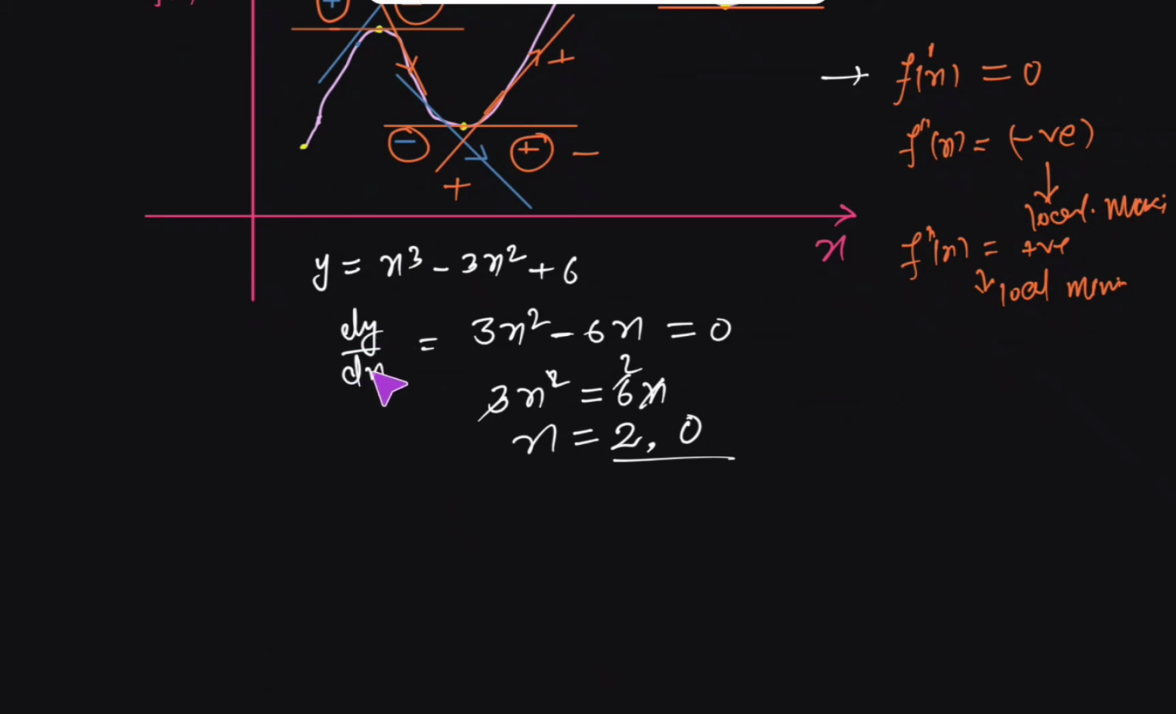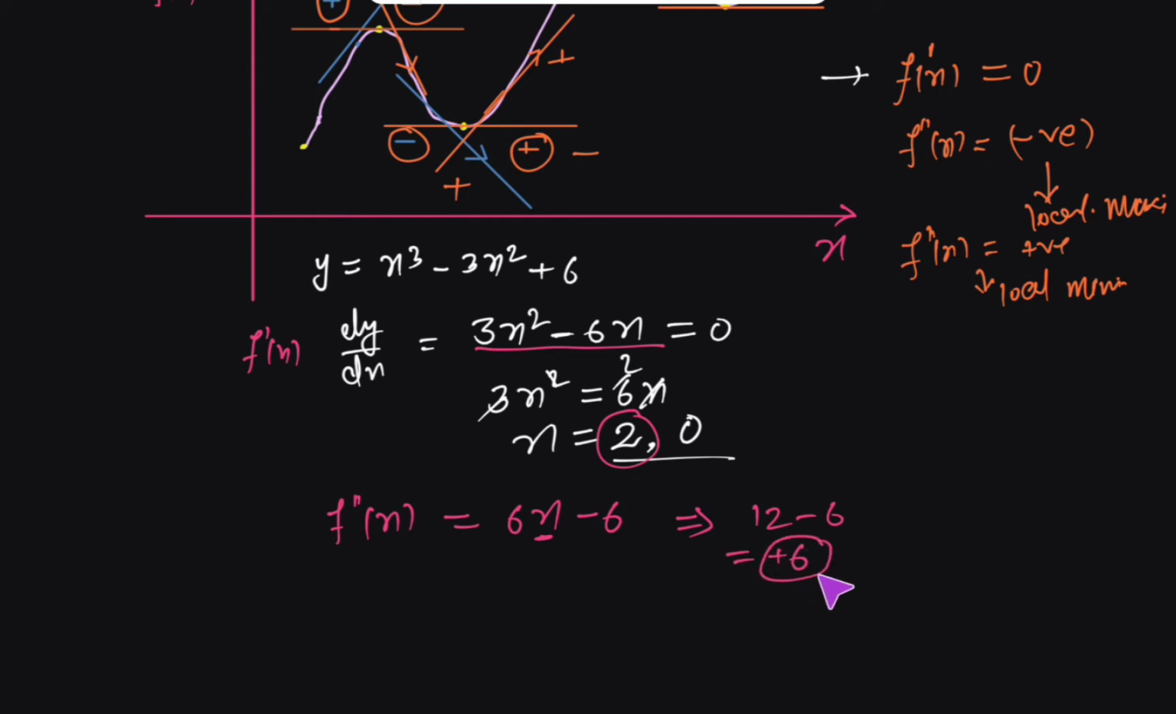So we further differentiate this function. Suppose this is f dash x, then this will become f double dash x, and differentiating again gives 6x minus 6. This is the double differentiation, and it tells us the rate at which the slope is changing. When we put x equals 2 here, 6 into 2 is 12, 12 minus 6 is 6. It is a positive number.